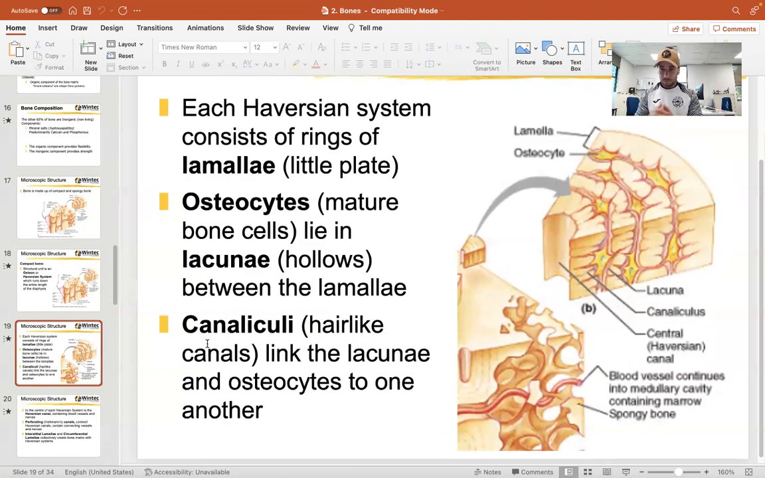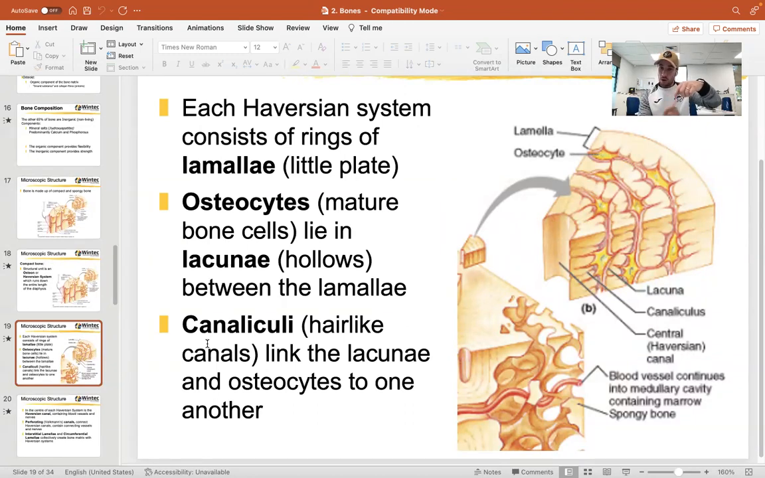So just to recap, an osteocyte is a mature bone cell. A lamella is a ring. The lacunae are the hollowed out areas in between each of the lamellar rings. The canaliculi are the little vessels that go between each of the lacunae and the osteocytes to link them all together. Altogether, that whole system makes up the Haversian system, also known as an osteon.